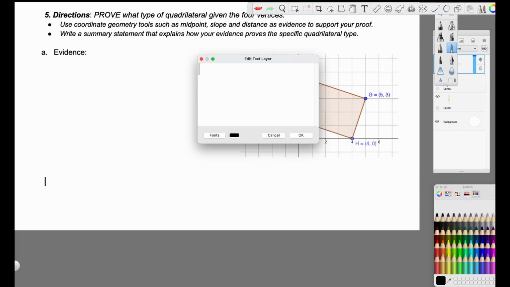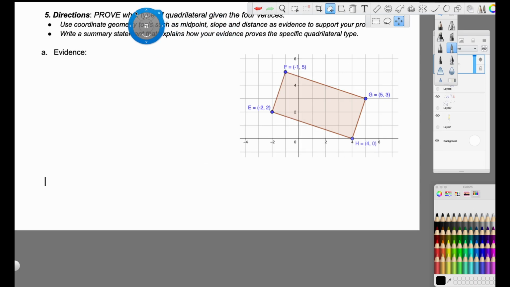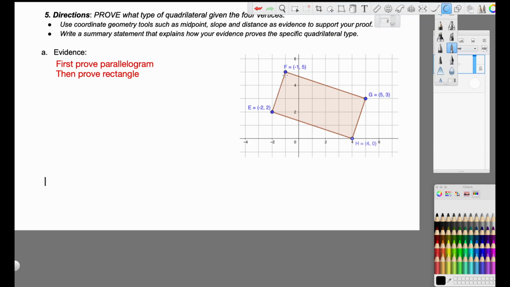So I'm going to say, first prove parallelogram. Then prove rectangle. Okay, so this is what I'm going to go with right here. I'm going to first prove it's a parallelogram. And so there are a lot of ways to do that. We could show that the opposite sides are congruent by using the distance formula. Okay, we could use the distance formula and find the lengths of the opposite sides.